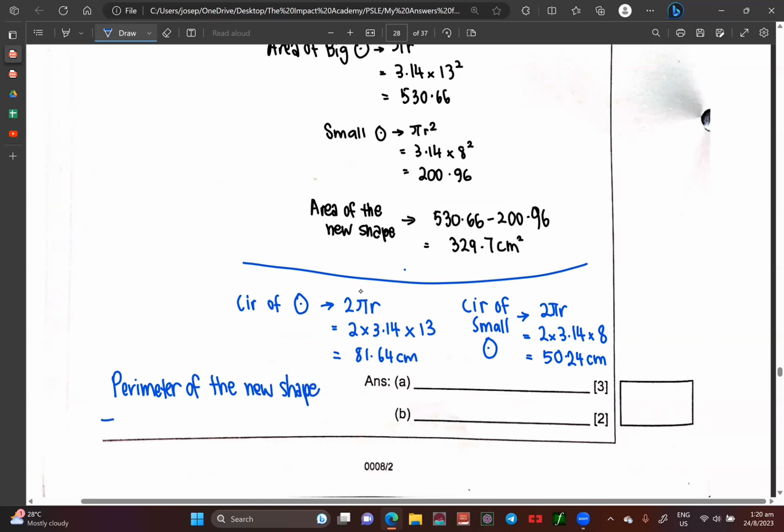So the first thing that I'm going to do would be 81.64 plus the small one, which is 50.24, plus 5 plus 5, because those are the straight lines. When I do that, I will get an answer of 141.88 cm. So whatever there is over here will be 141.88 cm. For A itself is 329.7 centimeter square.